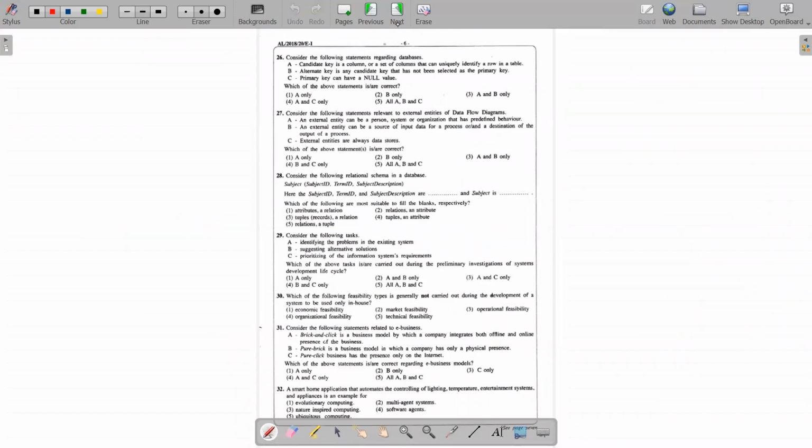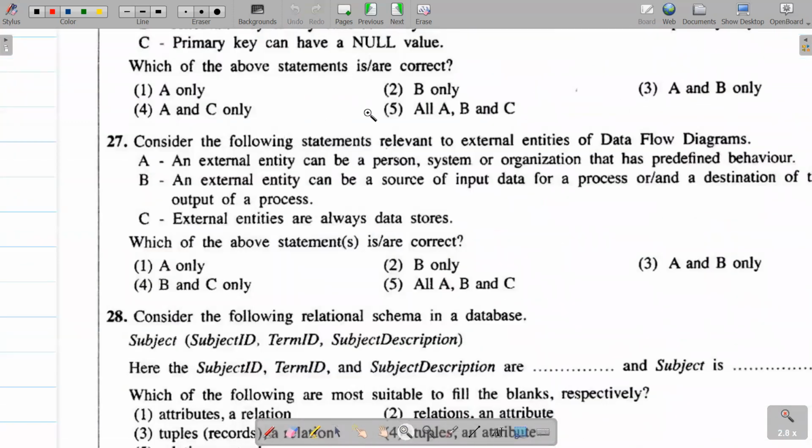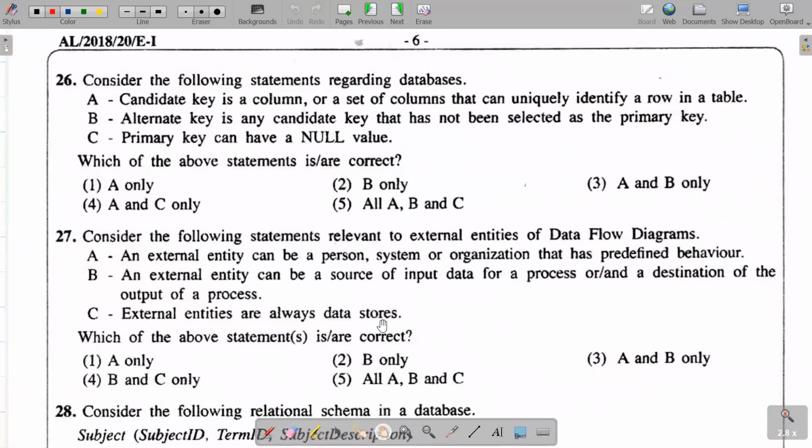Right. 26. Right. 26 වල අහලා තියෙනවා. Okay.